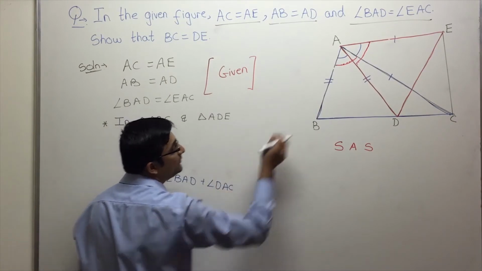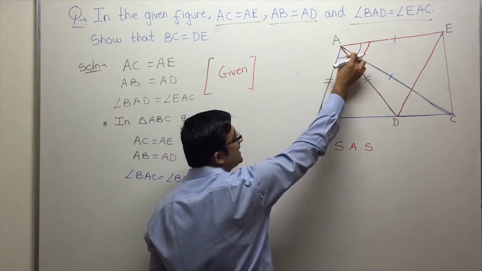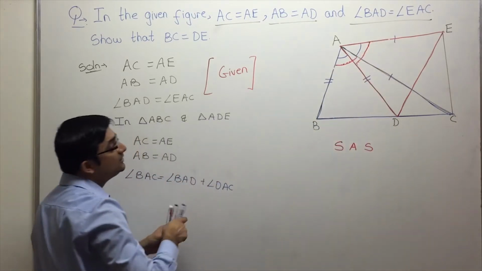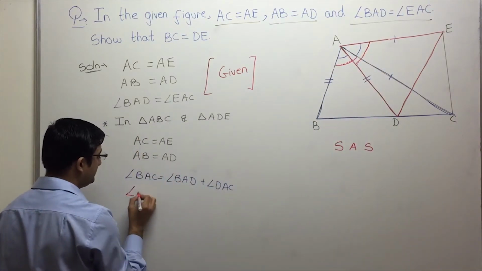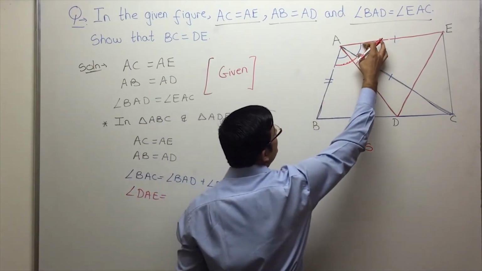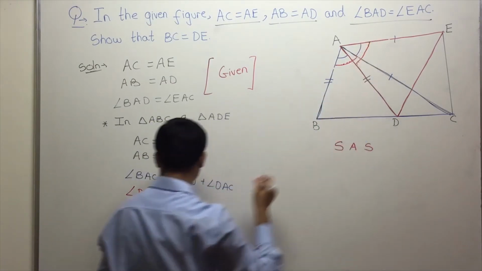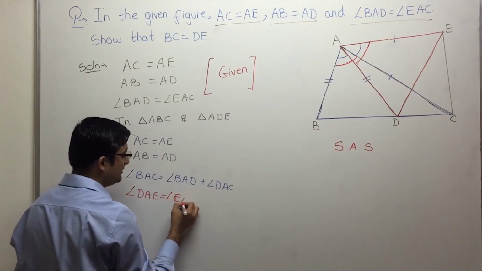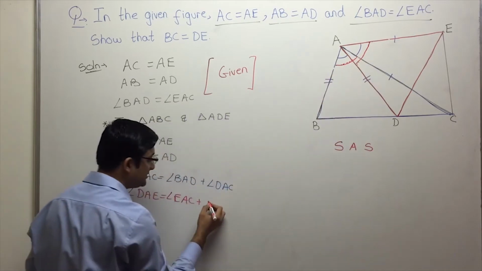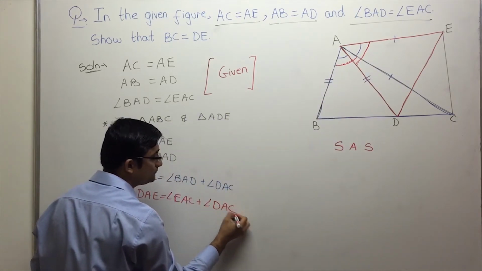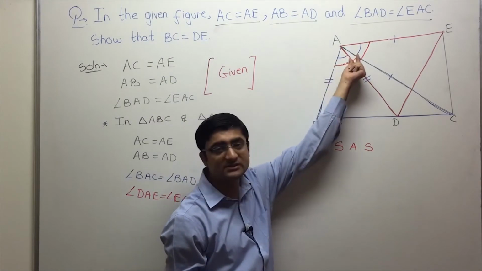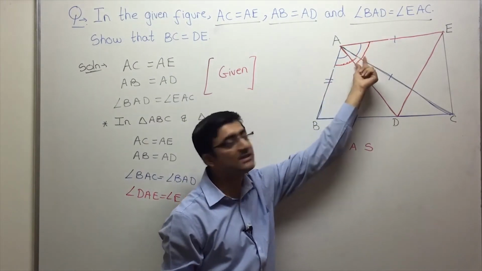Correct? I repeat, what is this entire angle? This angle plus this angle. Similarly, what is this angle? Angle DAE. So angle DAE is equal to this angle, that is angle EAC, plus again this small angle, that is angle DAC. I repeat once again, this is very important. What is this entire angle? This angle plus this angle. What is this entire angle? This angle plus this angle.